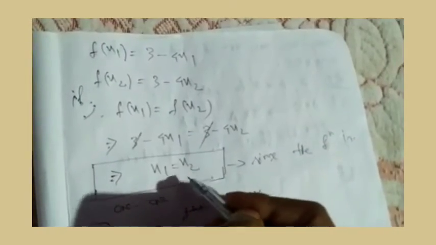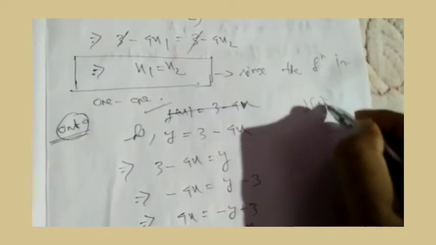Theoretically, you can use whatever process you wish, it is your own process. But I have written like this: take f of x1 and f of x2, 3 minus 4x1 and 3 minus 4x2. For one-one, set them equal: 3 minus 4x1 equals 3 minus 4x2. 3 cancels, then 4 cancels, then x1 is equal to x2. So x1 equal to x2 means it is a one-one function.